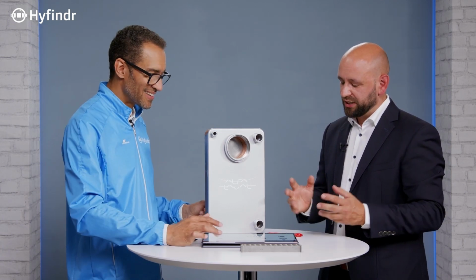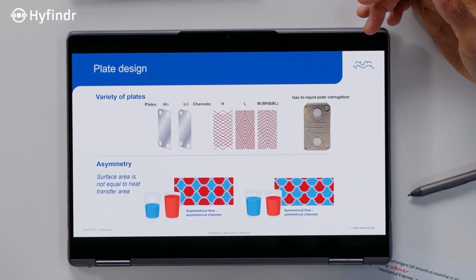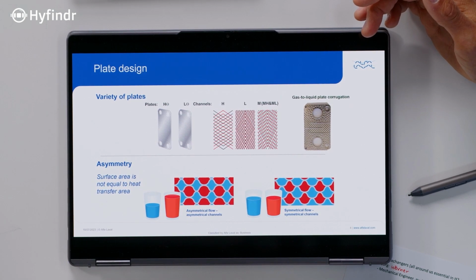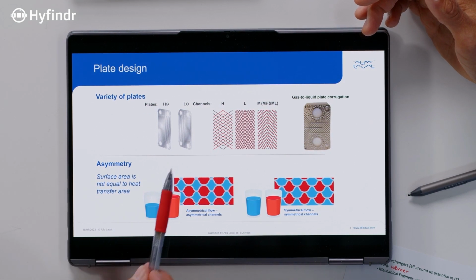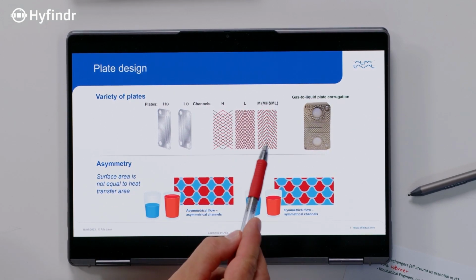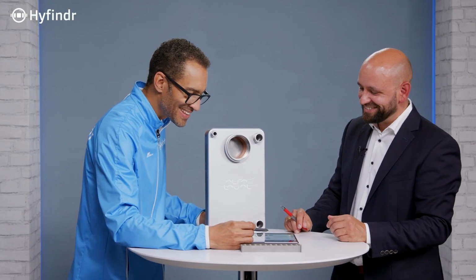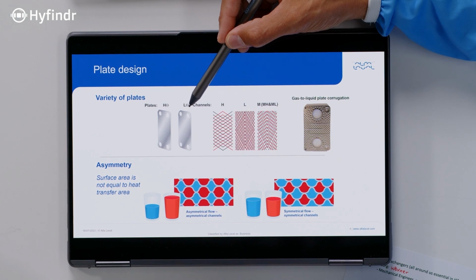Yeah, absolutely. So there are, let's say, different corrugations and plate types needed in a heat exchanger. As we see here, there's a high theta plate, a low theta plate, and you can mix both with each other, then you get an M plate, an M channel. What does theta mean here? I know it's a Greek letter, but what is high theta, low theta? What does that mean?